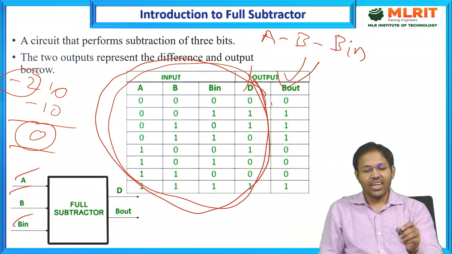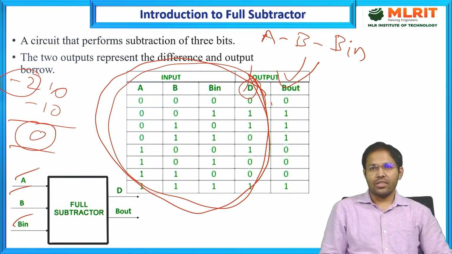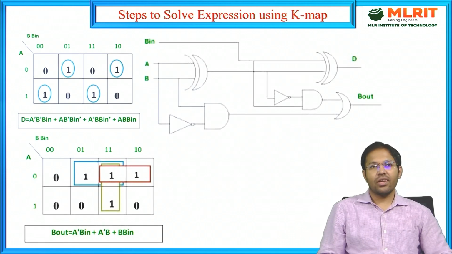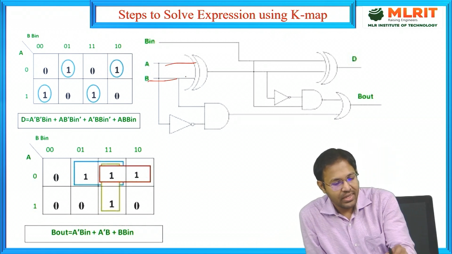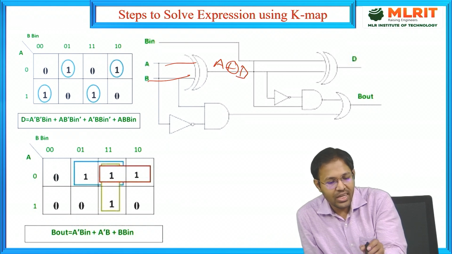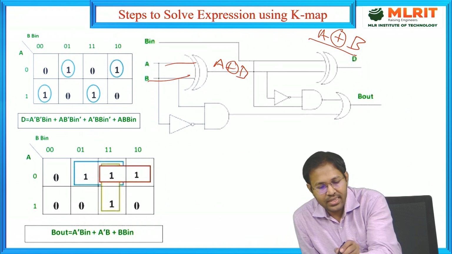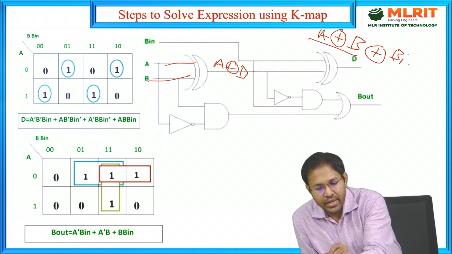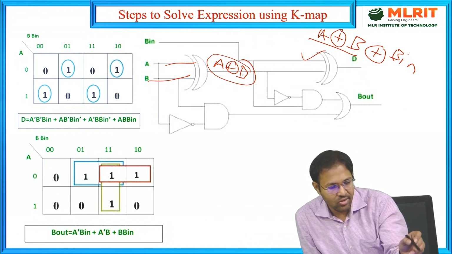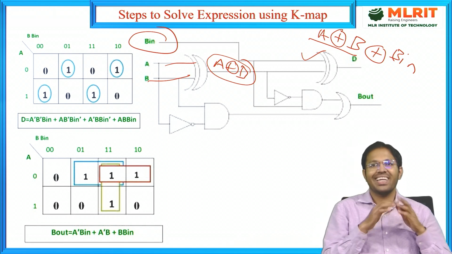Hence, the circuit diagram for the difference will be simply a 3 input XOR gate, or we can make use of two input XOR gates. One is for A XOR B, and the second XOR is to perform the XOR operation between A XOR B and B in. So, that is the circuit for the difference.